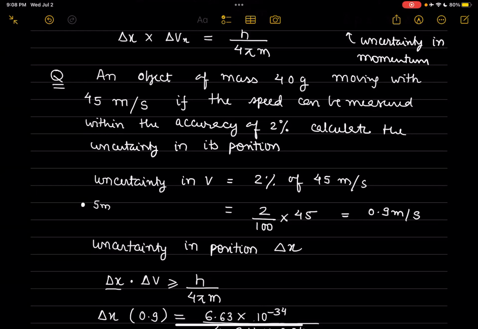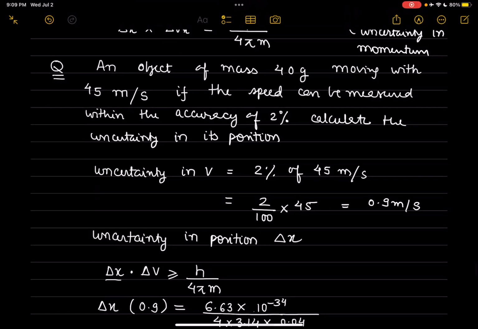0.1 meter. Okay, so the uncertainty is 0.1. Is it clear or not? Okay. So that is the uncertainty. And if it is measured along the x-axis, that is delta x. It can be measured along the y-axis, that is delta y. So delta x, delta y, right? So that is the uncertainty in position.